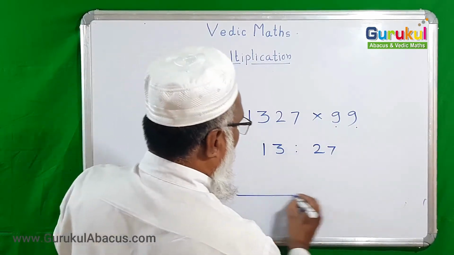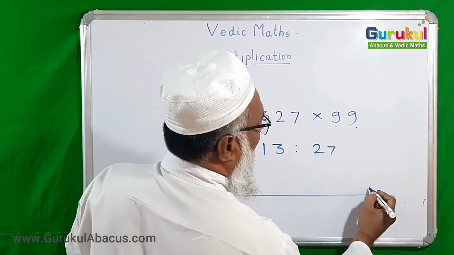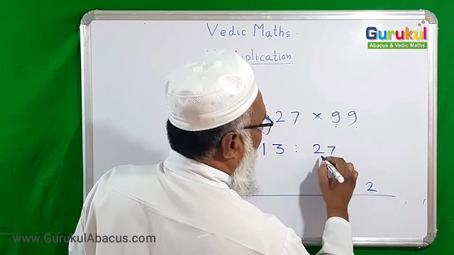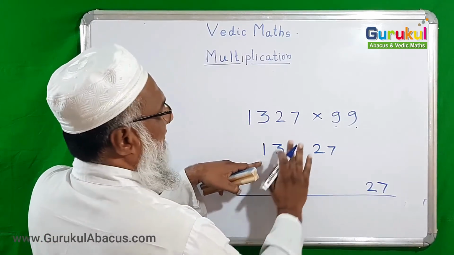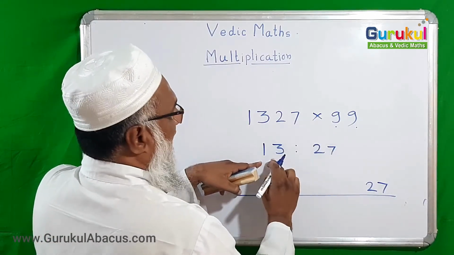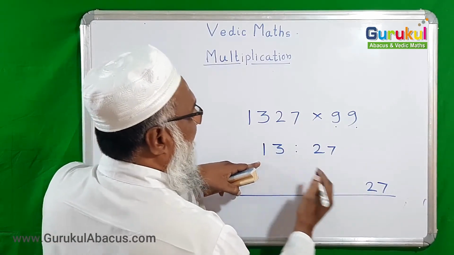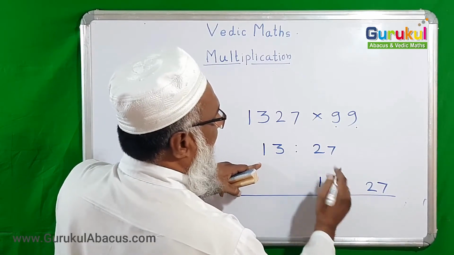Okay, now I am putting a line, and that same 27 I want to write here, and here is 13, I am looking at 13, so I want to add 1 to it, 13 and 1 is 14, I want to write here to subtract from it.